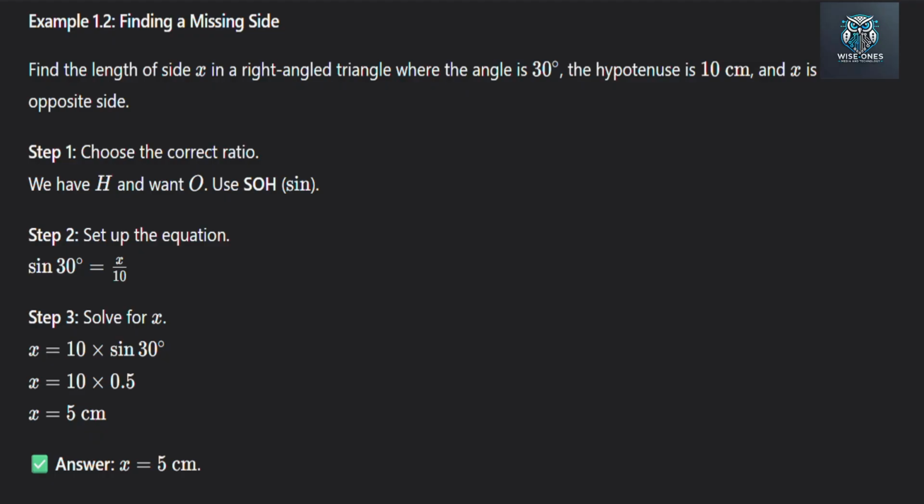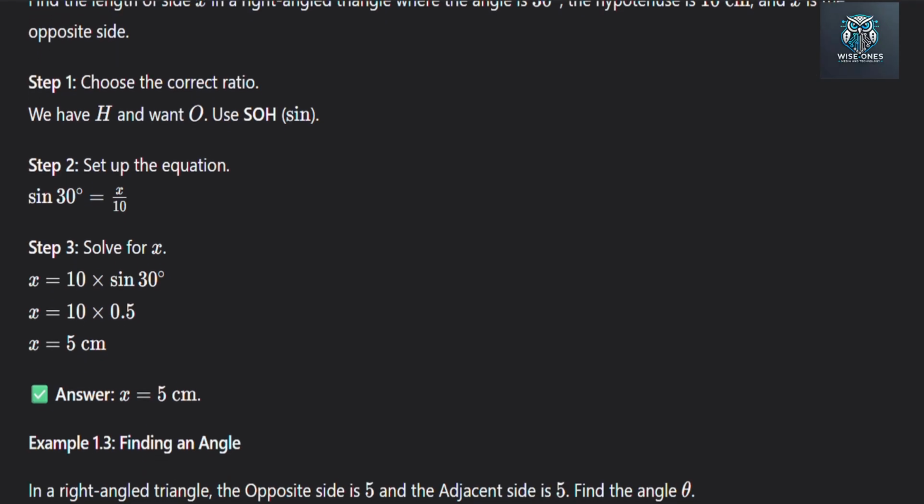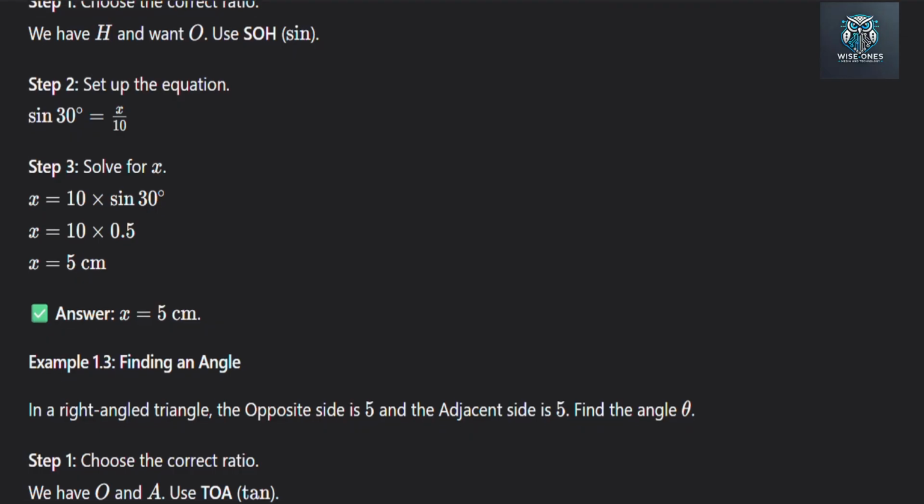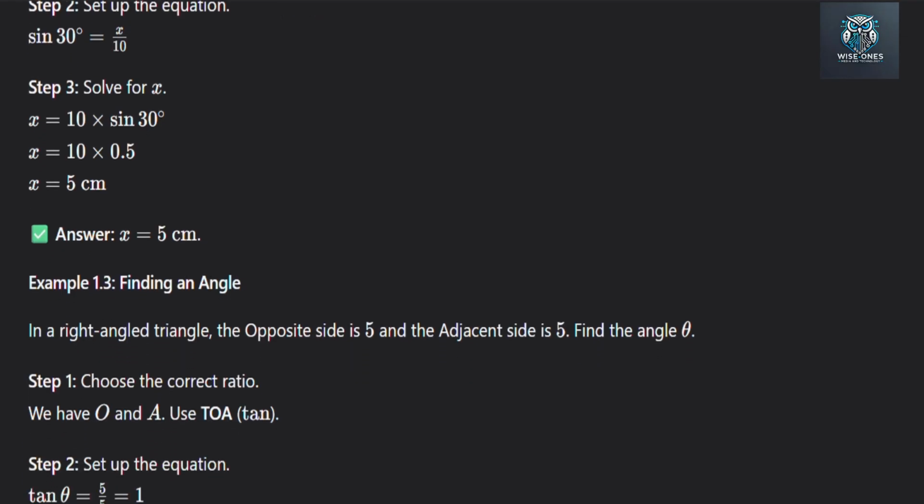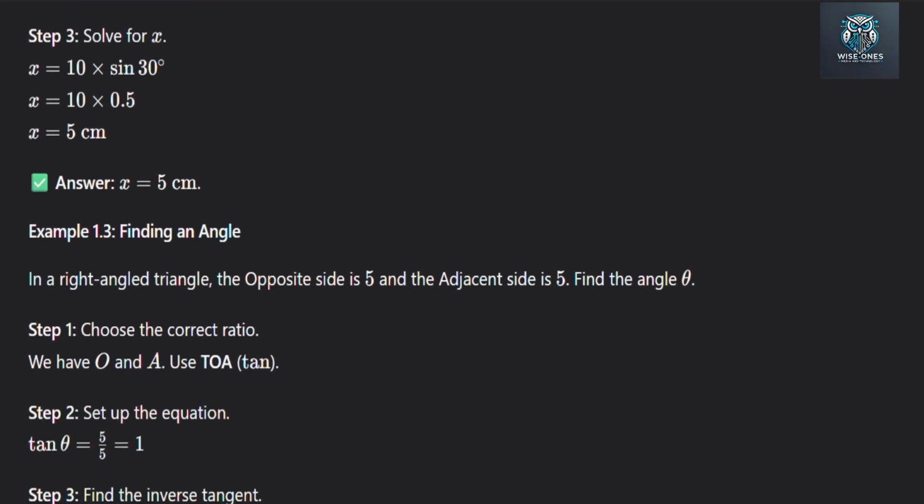Step 2. Set up the equation. Sine of 30 degrees equals opposite over hypotenuse. So sine 30 degrees equals x over 10. Step 3. Solve for x. To get x alone, we multiply both sides by 10. x equals 10 times sine 30 degrees.